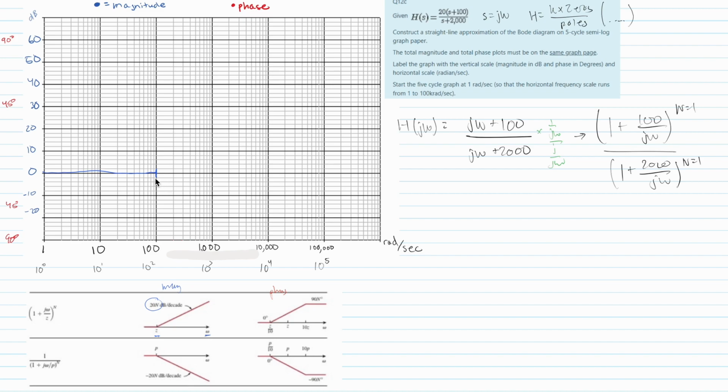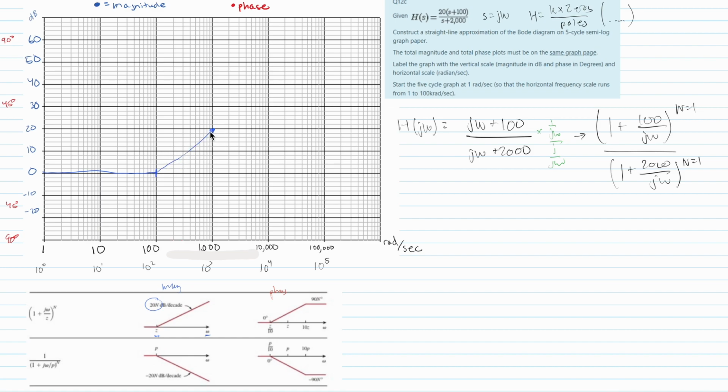Now after this it's going to go up 20 decibels per decade. Well, remember, this is a decibel, right? And from here to here is a whole decade. So when we reach this 1000, we should be at 20 dB because we were at 0 before.